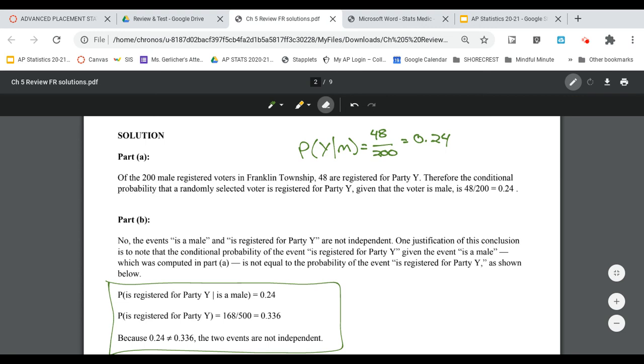Okay, so for part A, it's a conditional probability. What's the probability that you're party Y given that you're male? And so that's just pulling the numbers straight out of the two-way table, and you should get 0.24.